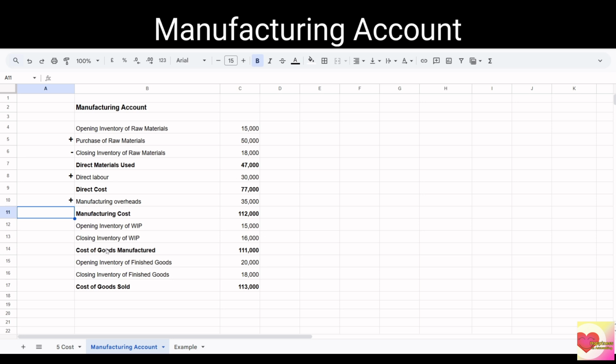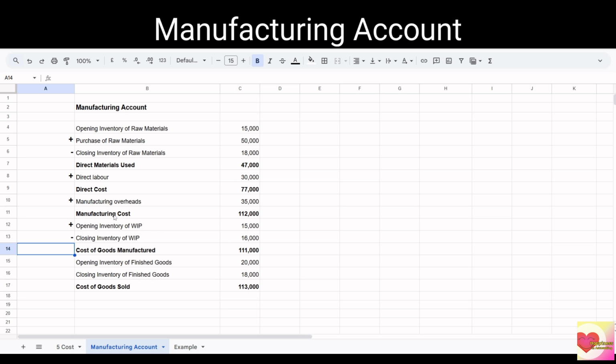The next stage is the cost of goods manufactured. The cost of goods manufactured is the cost of the finished product. To get this, it's the manufacturing cost plus opening inventory of WIP minus closing inventory of WIP. The opening inventory of WIP are the units or parts of the products left over from the previous period. These are unfinished products that are ready to be assembled.